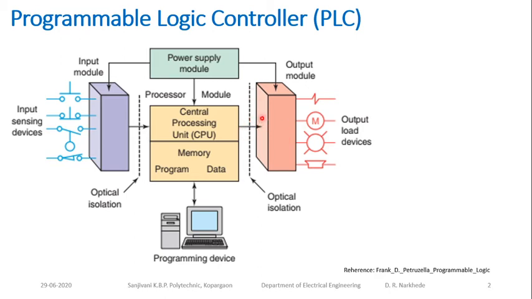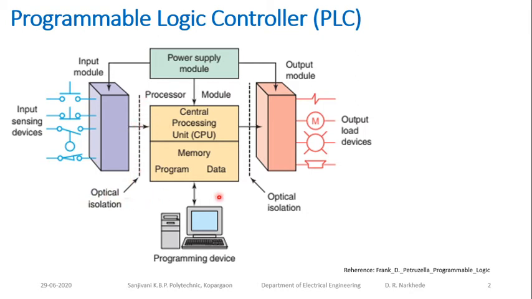Normally this signal is 5 volt DC. But the output devices may be of different types. So output modules may come in two variants: relay logic or transistor logic. Relay based output module or transistor based output module. So this may be your motor, this is the indicating lamp, this is the siren or hooter.